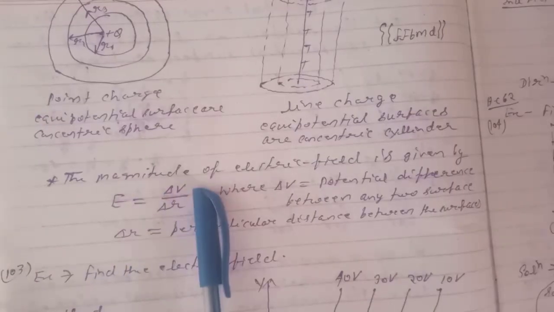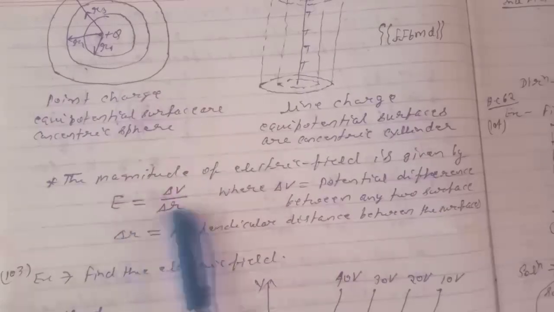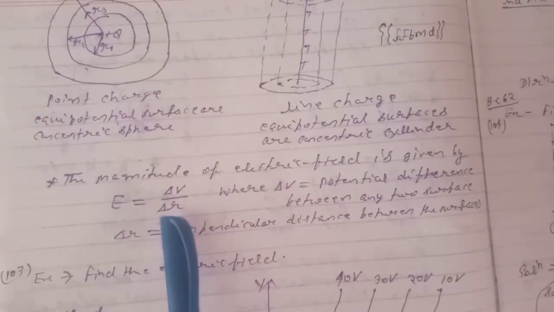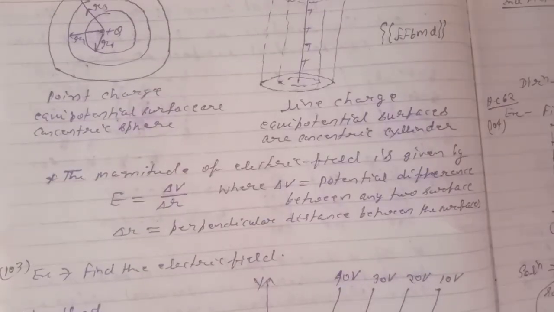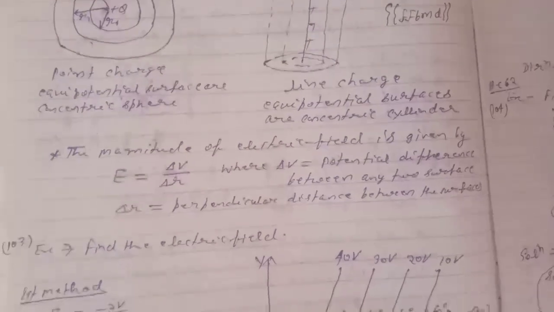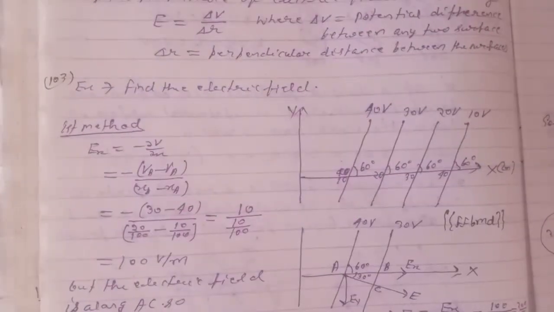We take the modulus of the potential difference between any two surfaces and the modulus of the distance between them, and this distance should be perpendicular. Then we can calculate the electric field in the region. Based on this concept, there are some problems here, and we can solve them one by one.